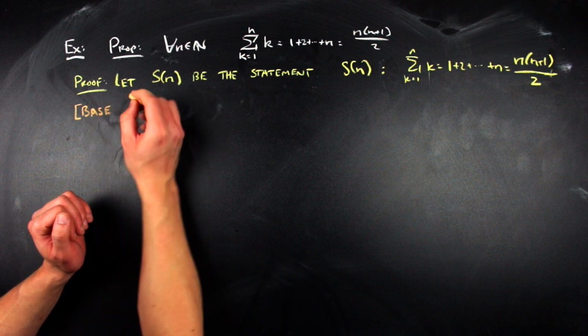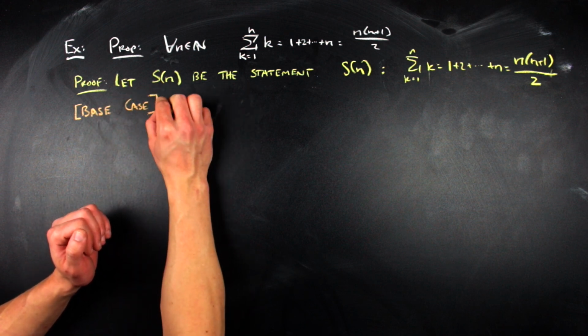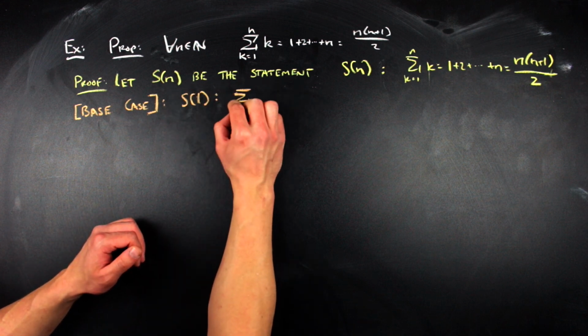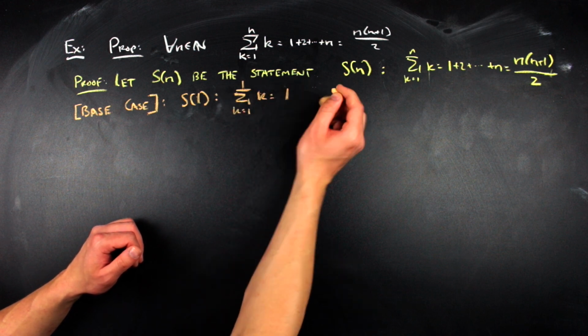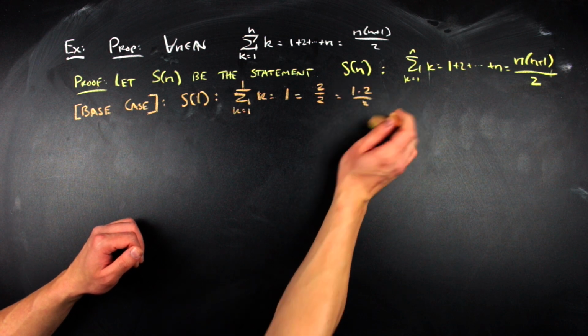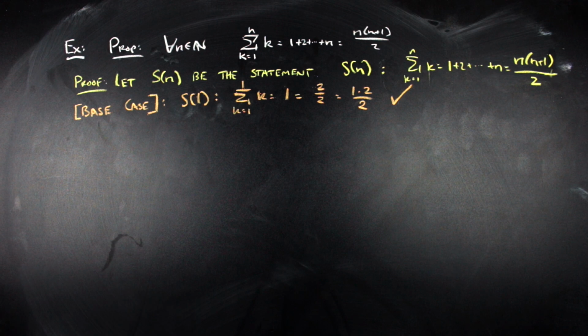Well, when n is 1, there's only one thing in that sum, and that one thing in that sum is 1. We can go ahead and express 1 as the fraction 2 over 2, and then we can go ahead and multiply that fraction by 1. So we get 1 times 2 divided by 2, which is the same thing as n times n plus 1 over 2 in the case where n is equal to 1. So the base case holds, and we're great.